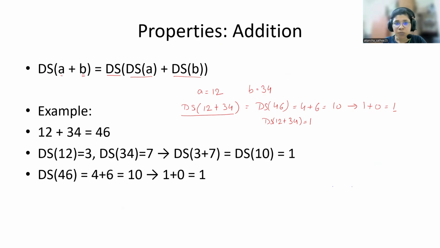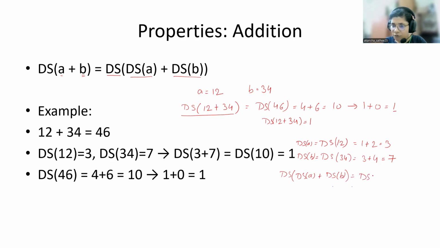Now this is one method. The other way around is you compute digit sum of 12. Digit sum of 12 is 1 plus 2, which is 3. So basically first you compute digit sum of A, then digit sum of B. What is B? B is 34, right? What is digit sum of B? It is 3 plus 4, which is 7. Now, digit sum of A plus digit sum of B.